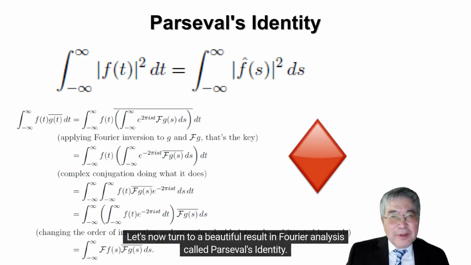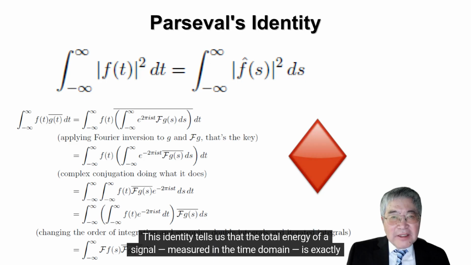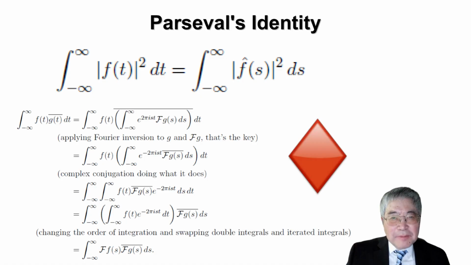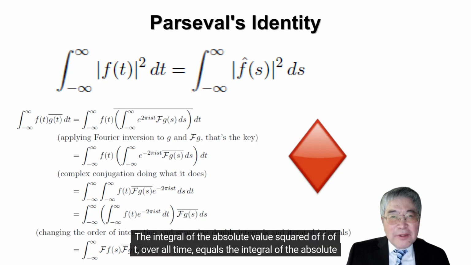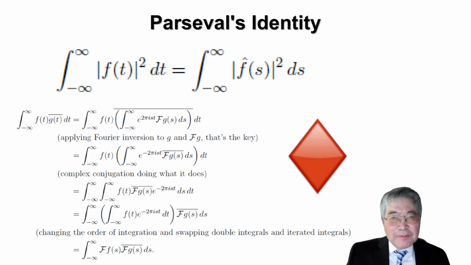Let's now turn to a beautiful result in Fourier analysis called Parseval's identity. This identity tells us that the total energy of a signal, measured in the time domain, is exactly equal to the total energy in the frequency domain. Mathematically, it says the integral of the absolute value squared of f of t over all time equals the integral of the absolute value squared of f hat of s over all frequencies.